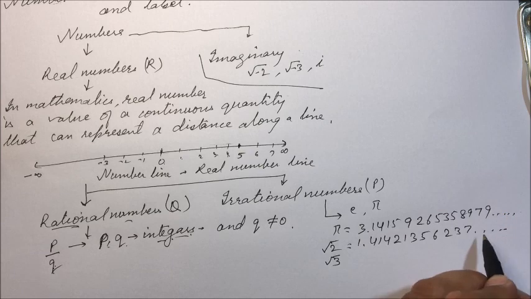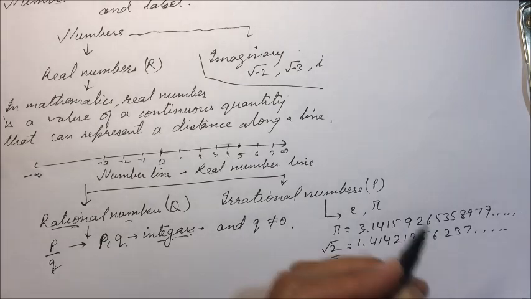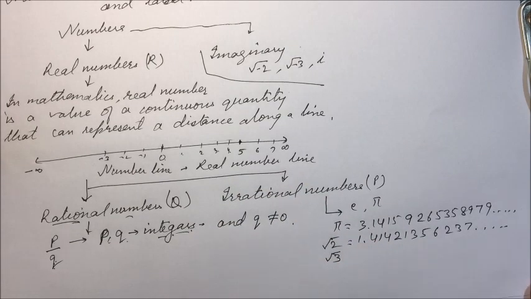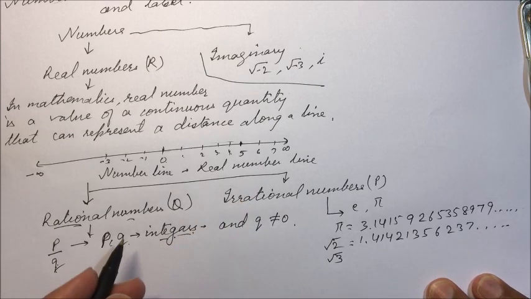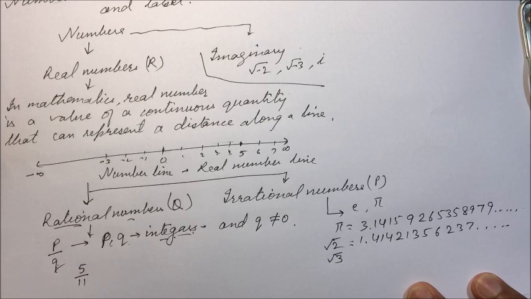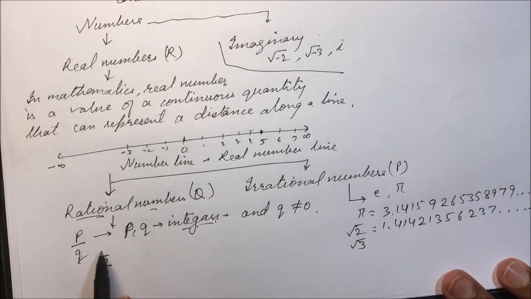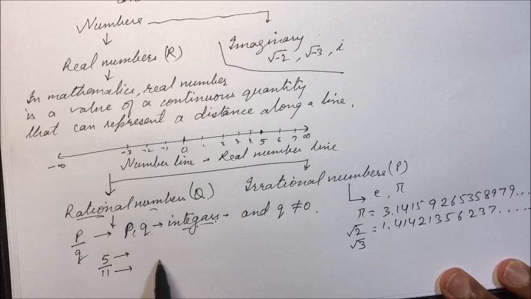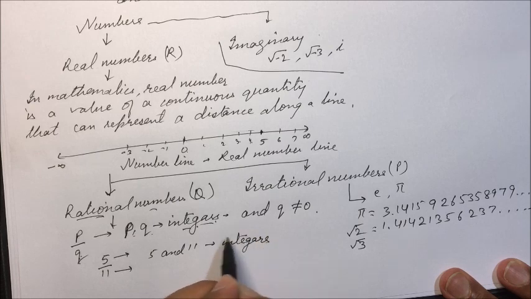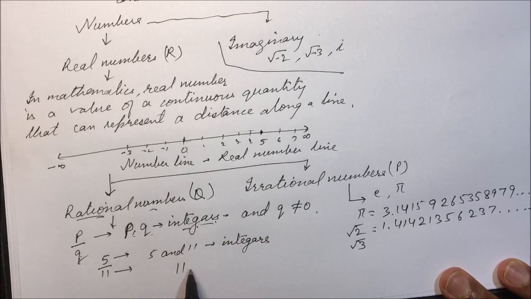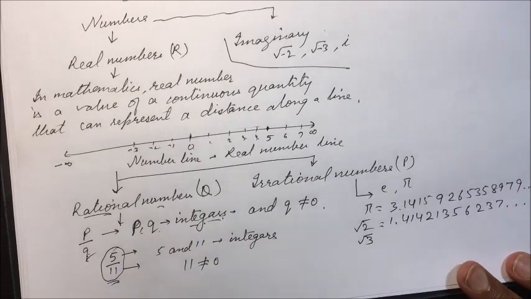We will be getting digits here and here. We will keep on getting the digits. So the division will go on and on. For example, if I take any number, for example 5/11, is this a rational number? Yes, it is a rational number because 5 is an integer, 11 is an integer, and 11, that is the denominator, is not equal to 0. Therefore 5/11 is a rational number.